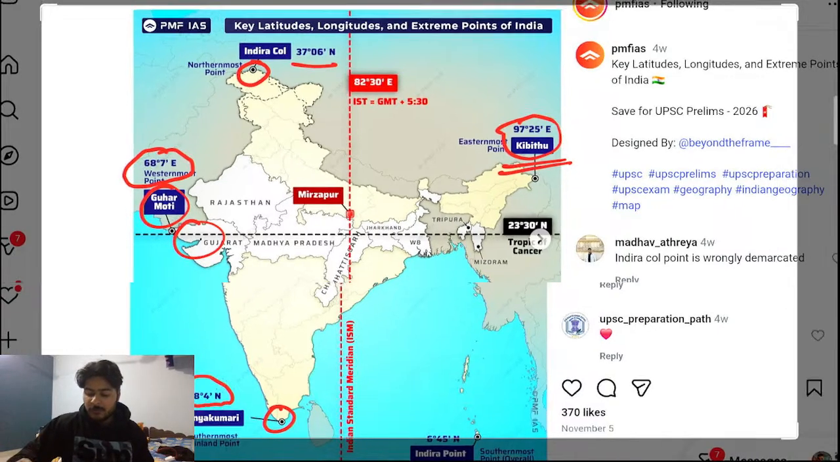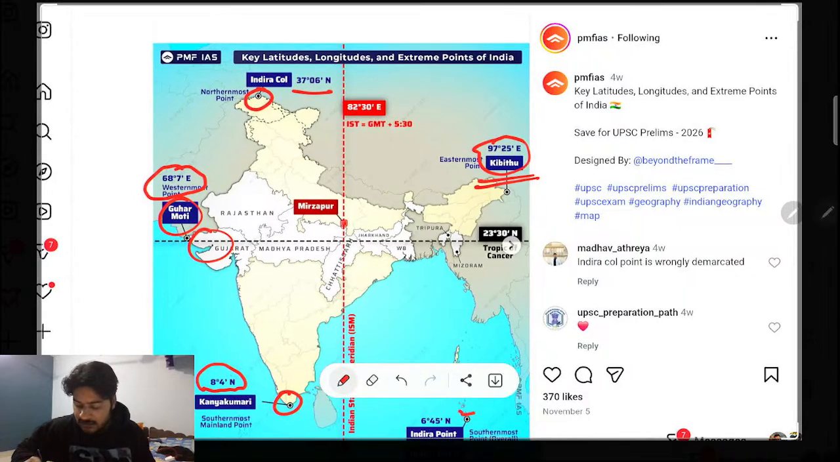Now one more thing is the Indra Point. What is this Indra Point? It is the southern extension in the maritime boundary. So this is the southern extension in the maritime boundary, that you need to know.